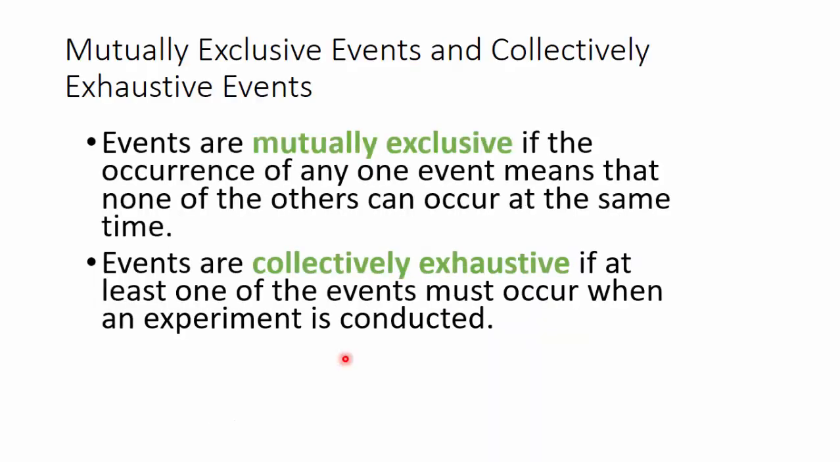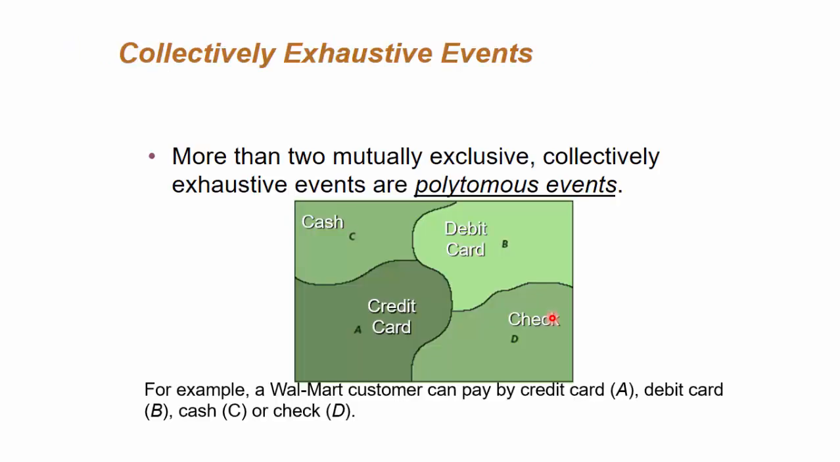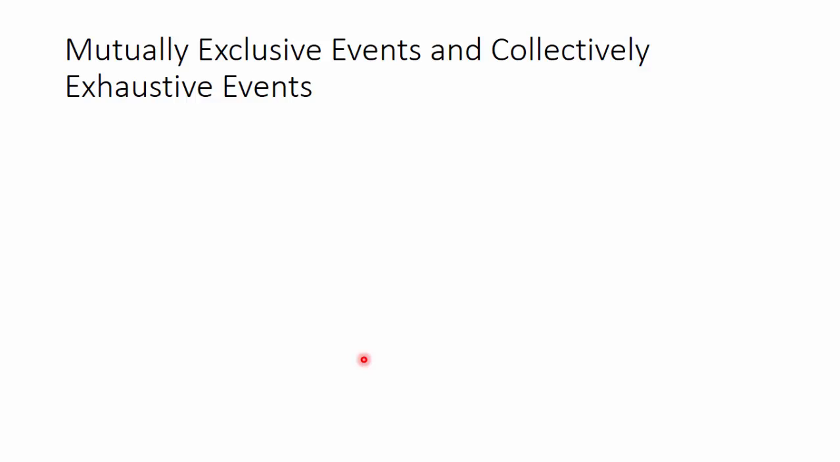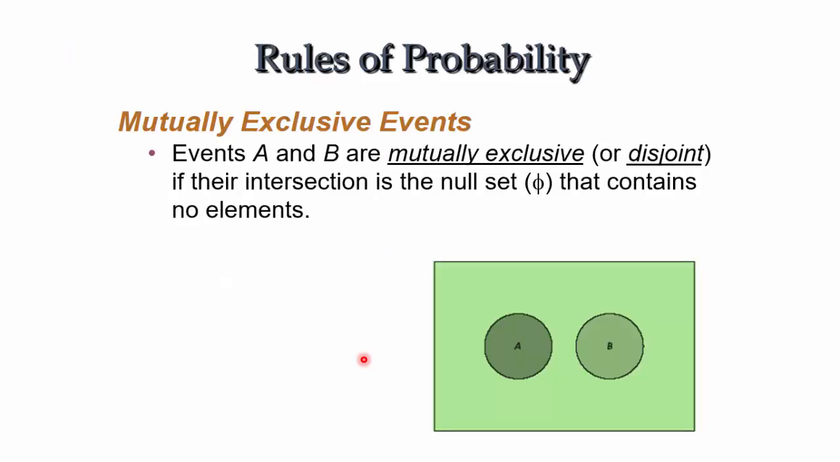Events are collectively exhaustive if at least one of the events would occur when you conduct the experiment. It implies that when somebody makes a payment, they make the payment through any one of these following modes, and nobody leaves without a payment. Thus, the experiment of making the payment will result in any one of the outcomes. They are called collectively exhaustive.